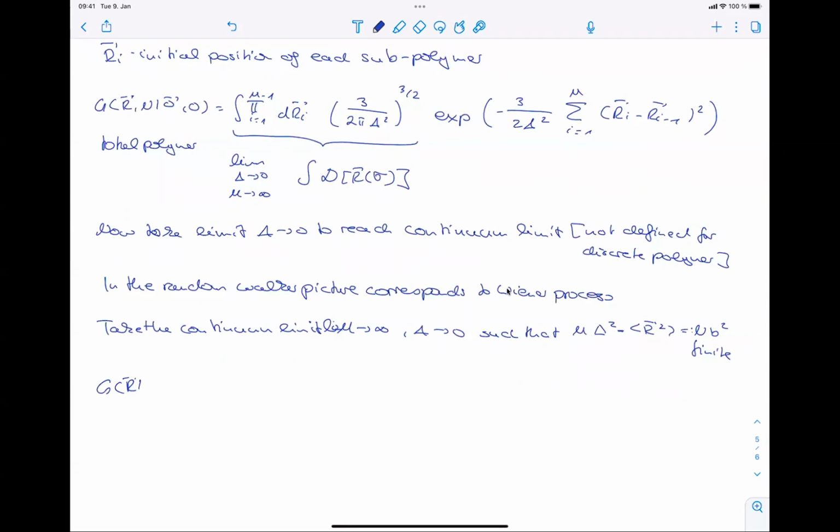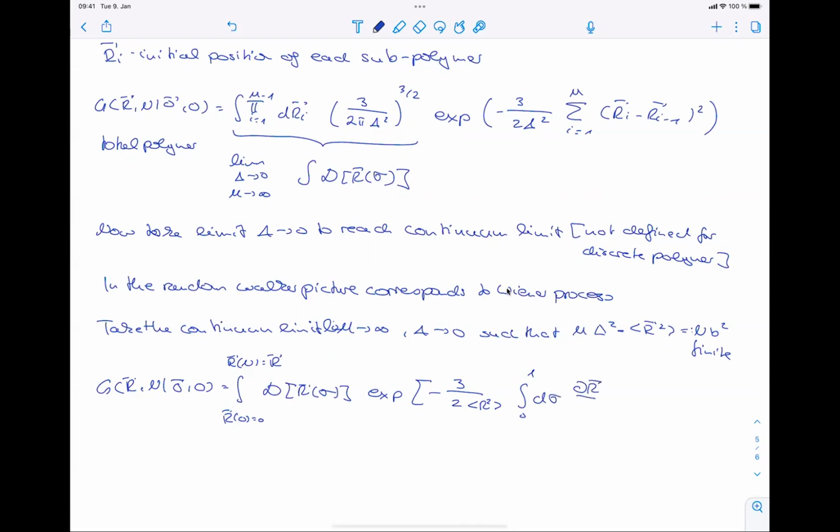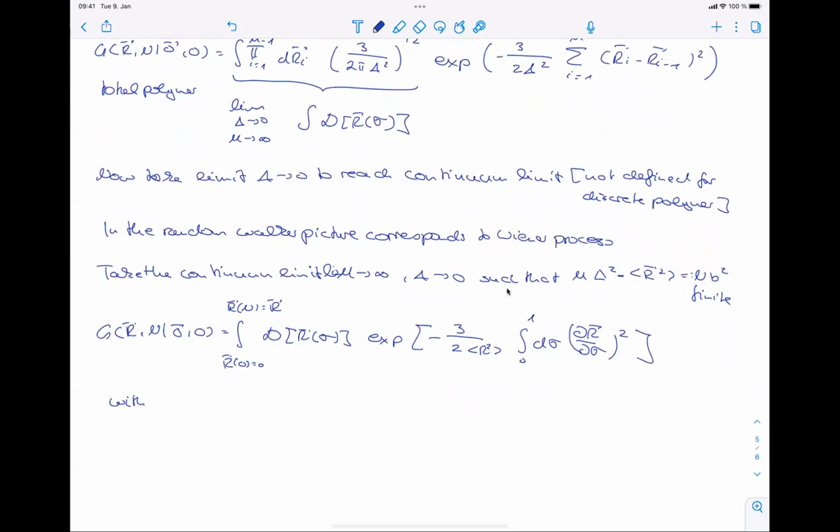That then defines our, right now still called, conditional probability to be a path integral of the chain, starting at 0 and going up to the position at N, which is given by R, of a functional. And here the delta then becomes 2 r0 d sigma dr over d sigma squared, with sigma defined as i over m in 0 and 1, a continuous variable.